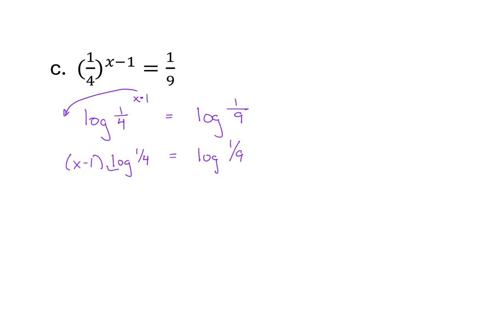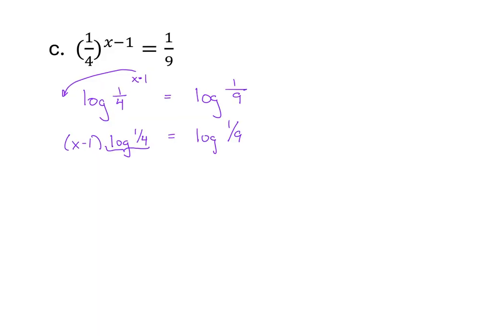Remember again, log of 1/4 is basically just a number. And there's two things that you can do with this. One of the things you can do is go ahead and distribute it. And so what we get is x log of 1/4 minus log of 1/4 equals log of 1/9.